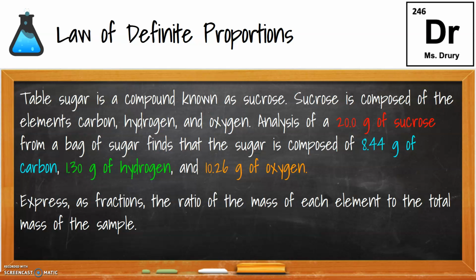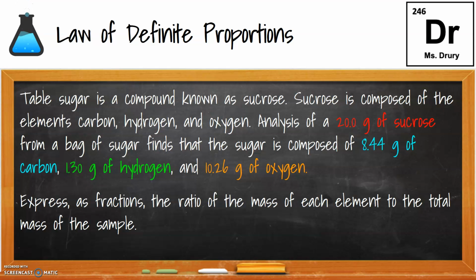So an example of the type of questions we'll be doing on later pages is: table sugar is a compound known as sucrose, and sucrose is composed of the elements carbon, hydrogen, and oxygen. Analysis of 20 grams of sucrose from a bag of sugar finds that the sugar is composed of 8.44 grams of carbon, 1.3 grams of hydrogen, and 10.26 grams of oxygen. Now recognize, if we added those together, that would be the 20 grams of sucrose.